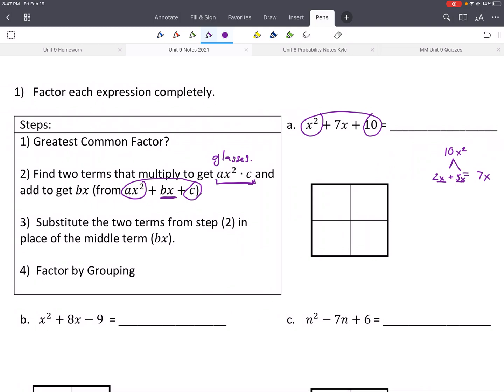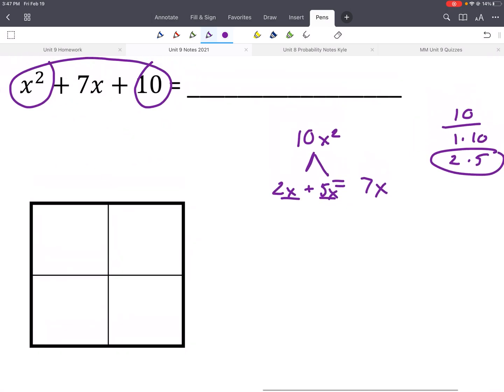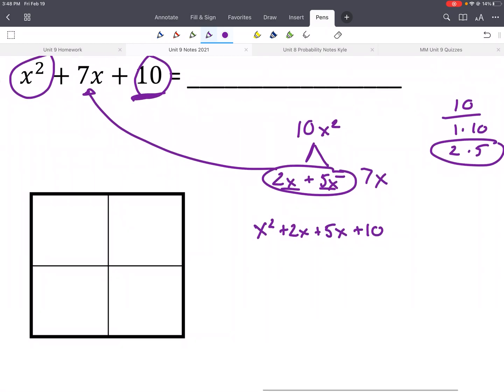And then step 3 is to substitute those 2 terms from step 2 into the middle term. So this is where we take these 2 numbers and we substitute them in for 7x, because we know that 2x plus 5x is 7x. So we haven't changed anything. So we'll have x squared plus 2x plus 5x, and then we have this constant plus 10. Now we have our 4 terms.